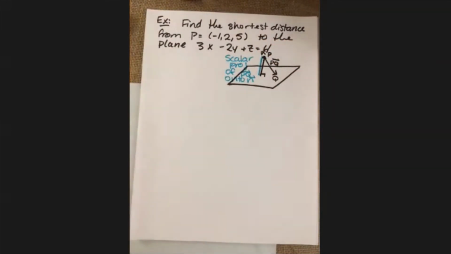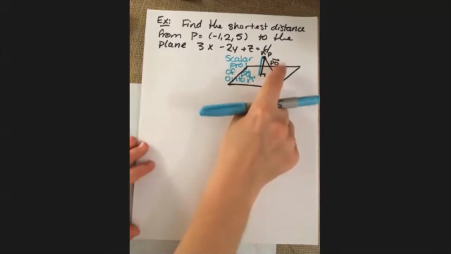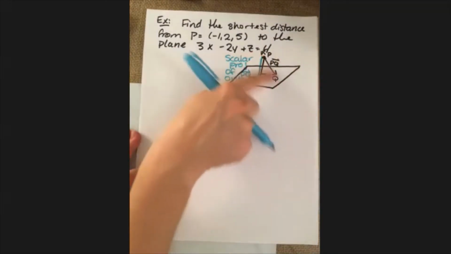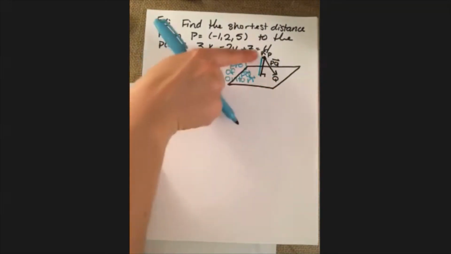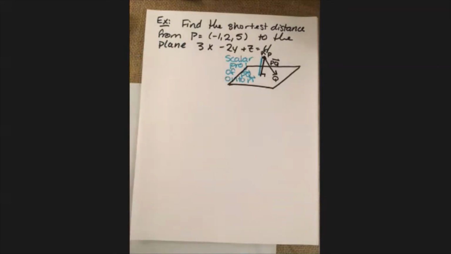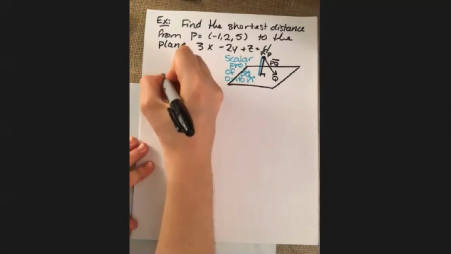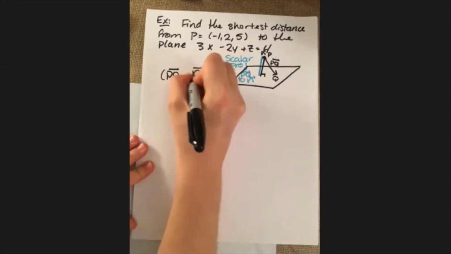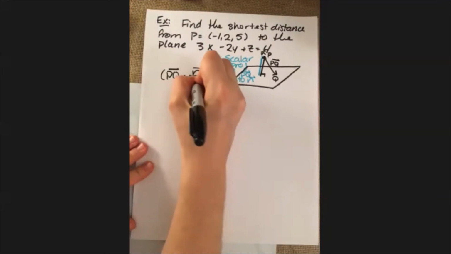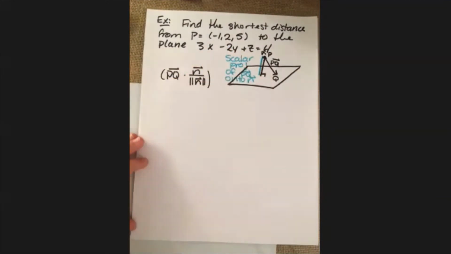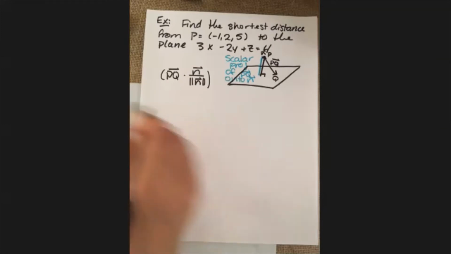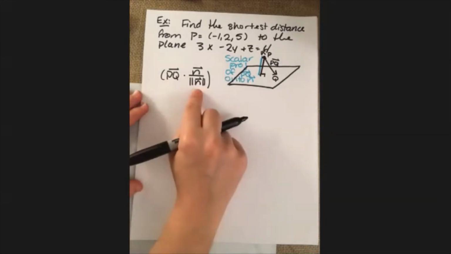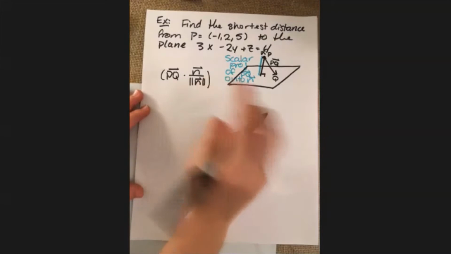So that's what we're going to look for: the scalar projection of a random vector that goes from P to the plane onto the normal vector of the plane. That's an equation that we have: PQ dotted with N, divided by the length of N. That's going to be our scalar projection. So all we have to do is fill in the pieces to use this formula.